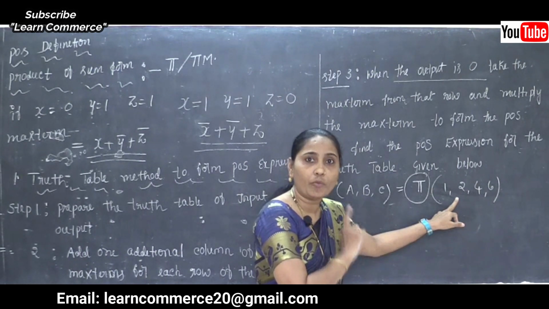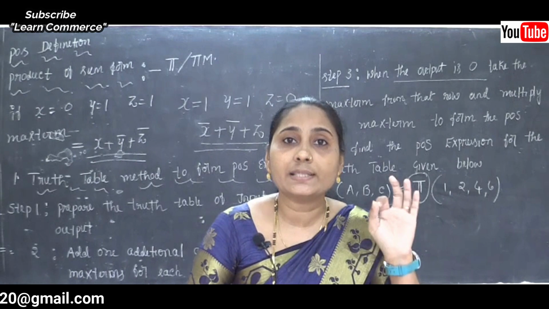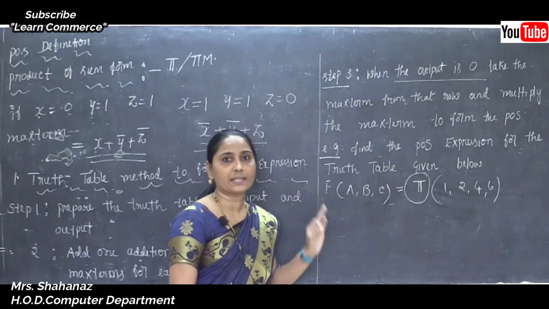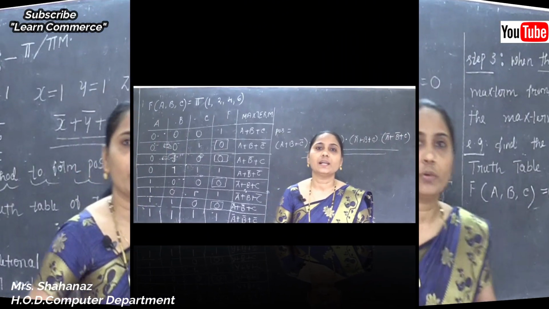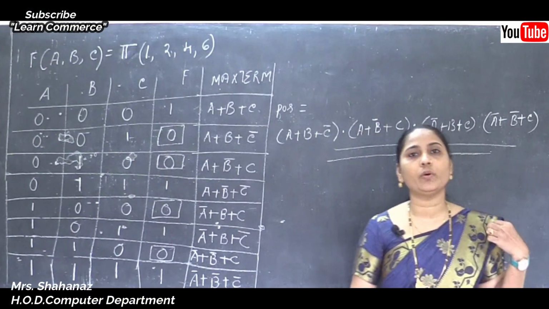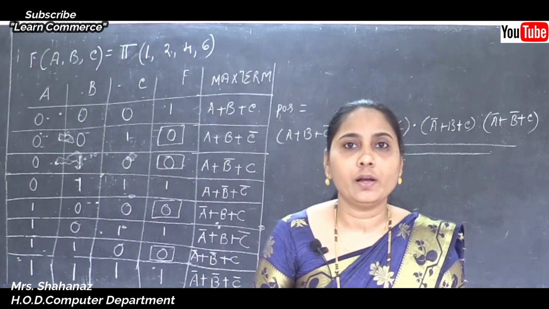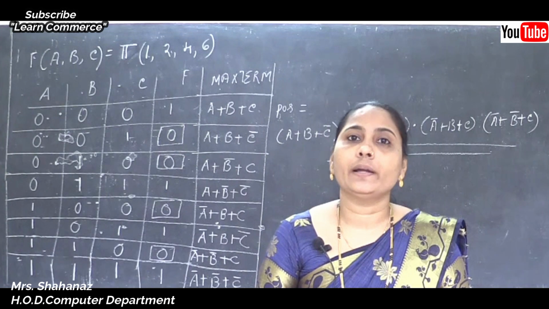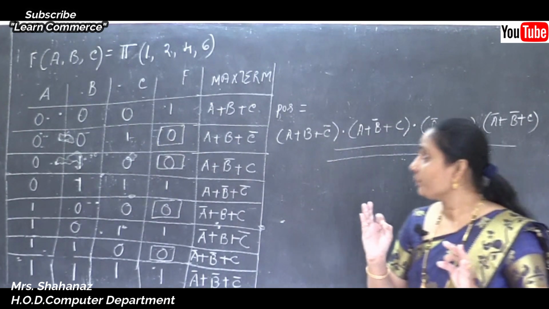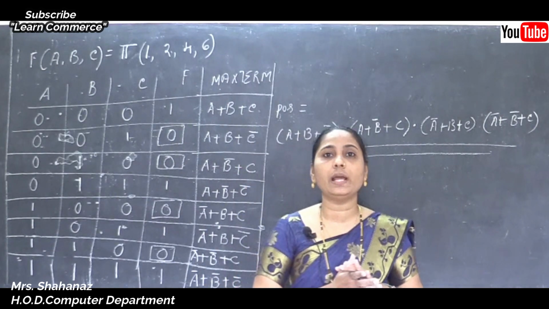In place of the 1, 2, 4, 6, I am using the value 0 here, and in the rest of the places the value is going to be 1. Clear? In the last class we learned the definition of POS, product of sum, and we know the symbol for the POS, and we also completed the definition of the POS with an example.